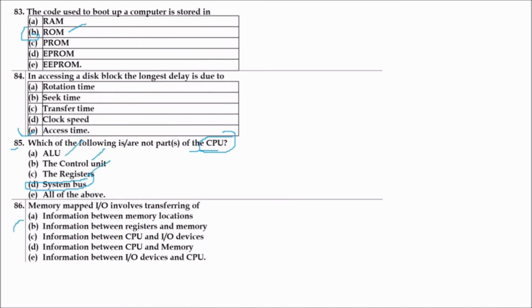Next is, memory mapped input-output involves transferring of what? Memory mapped input-output. The answer is E. Information between your input-output devices and the CPU.